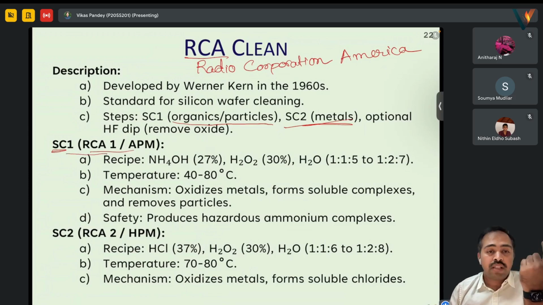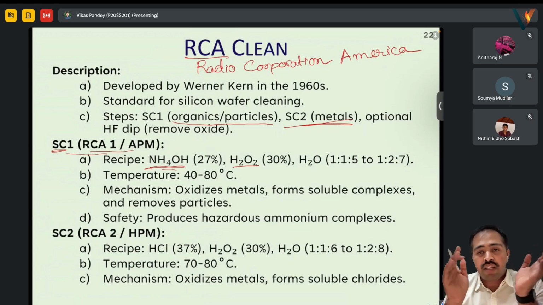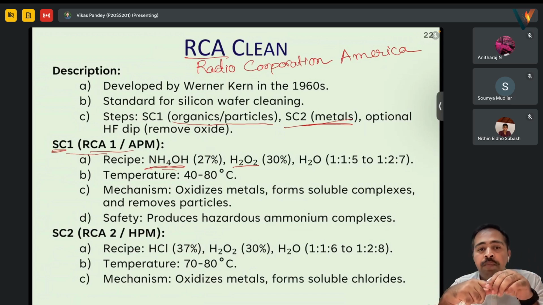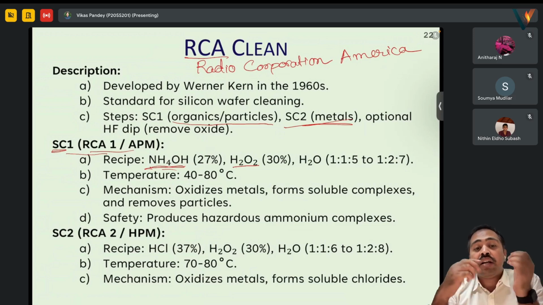RCA1 or SC1 is also called APM, because it has a combination of ammonia and hydrogen peroxide. So APM means ammonia peroxide mixture. They are mixed in different ratios. A temperature of 40 to 80 degrees Celsius is used, and these wafers are dipped into it. It oxidizes metals, forms soluble complexes, and removes particles.